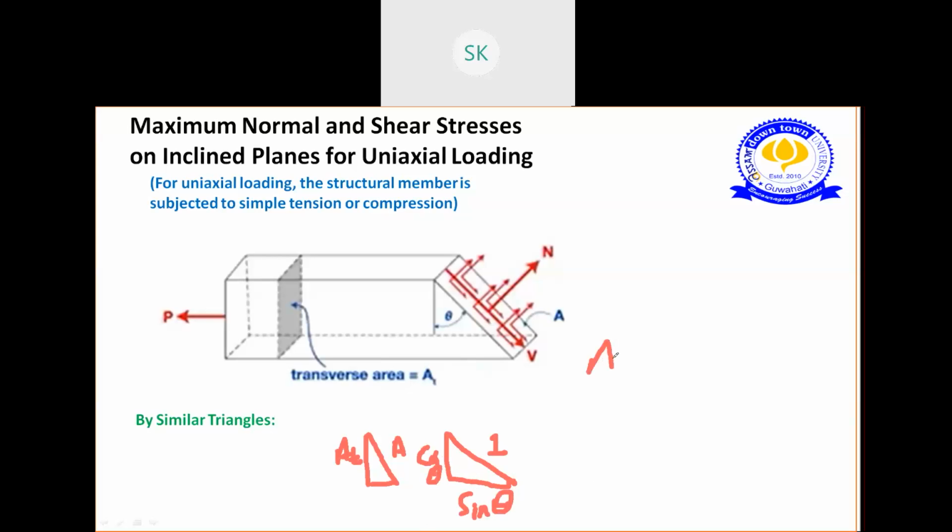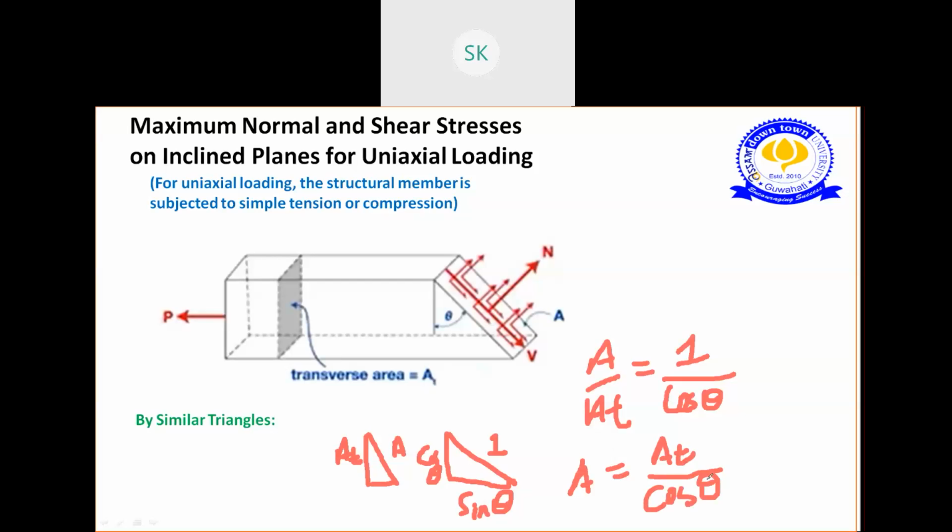Suppose I'm putting A by AT, hypotenuse by perpendicular, which equals what is the hypotenuse in this triangle? 1, divided by cos theta. So from this equation, A will be AT, which comes to this part, AT by cos theta. This part is clear? How we got A equals AT by cos theta?